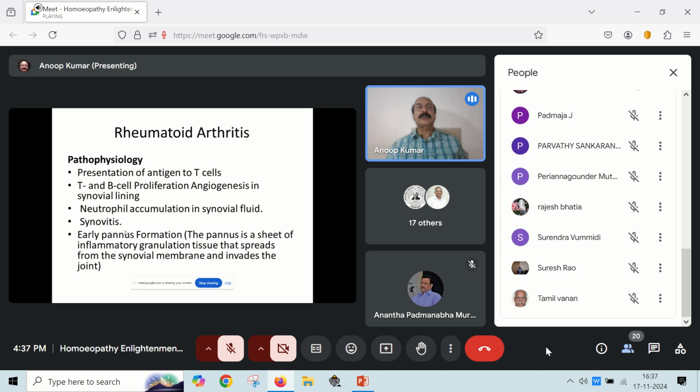So the pathophysiology is the presentation of antigen to T cells. Then T cells and B cells proliferation, angiogenesis in the synovial lining. That means these are all technical things, but T cells and B cells are immune cells, and they migrate and multiply in the synovial area. Neutrophil accumulation in the synovial fluid. Neutrophils are one of the WBCs that accumulate in the synovial fluid because of the immune reactions. More WBCs are seen inside the synovial fluid, and specifically neutrophils are seen.